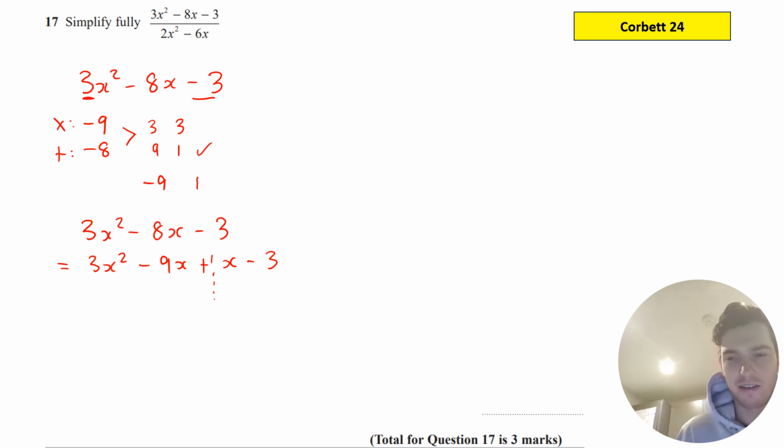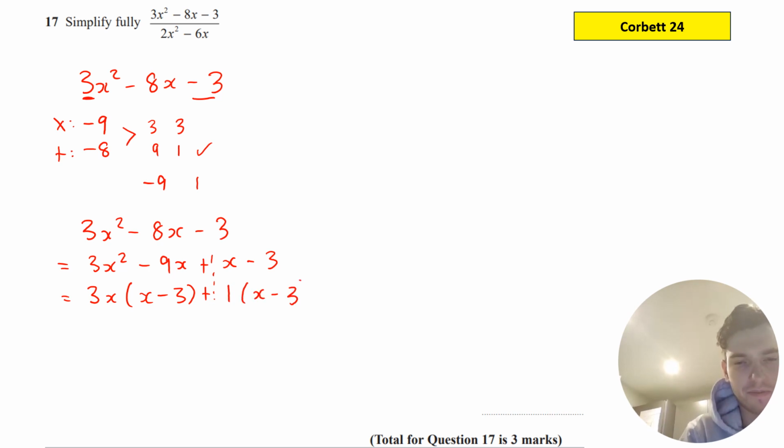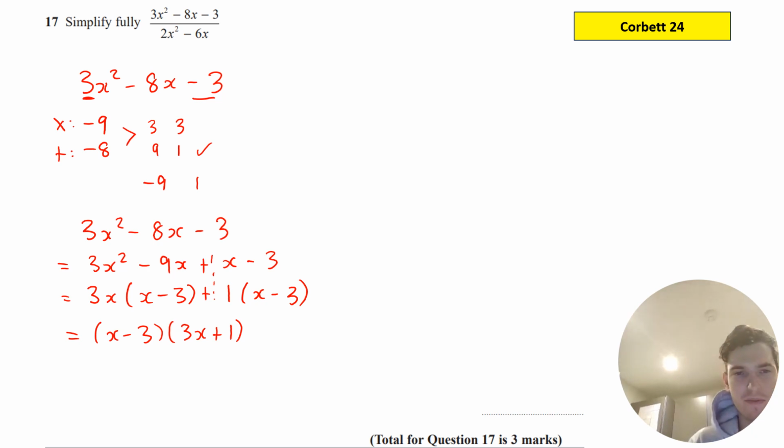I'm going to factorize both sides. So this factorizes to make 3x, x minus 3, plus, well, when I can't factorize x minus 3, I'm just going to write 1, so 1 brackets x minus 3. And that's a good thing. I've got x minus 3 in both. So it's going to be x minus 3, and what do I have left over? Well, I've got 3x plus 1. Okay, so that's the numerator.